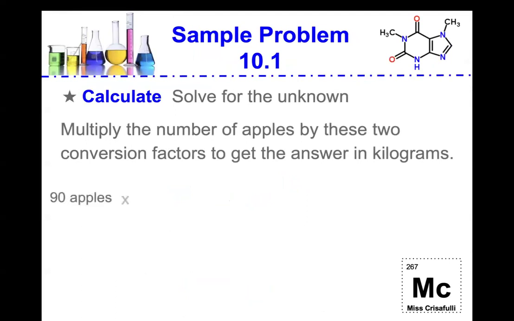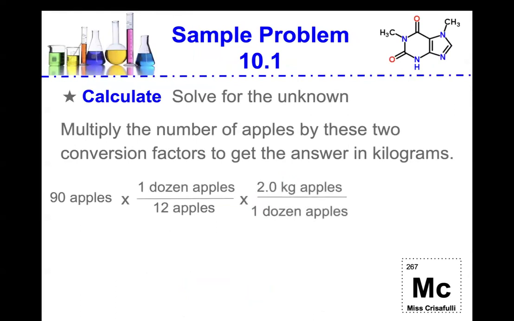to get the answer in kilograms. We have to set up our problem so that our conversion factors will cancel out the labels. So we'll take our known 90 apples and multiply by our 2 conversion factors: 1 dozen apples per 12 apples, and 2 kilograms of apples per 1 dozen apples. We set up the numerator and denominator so that we can always cross off labels from top and bottom. The numerator apples will eliminate the denominator apples, and 1 dozen apples in the numerator is eliminated by the 1 dozen apples in the next denominator.